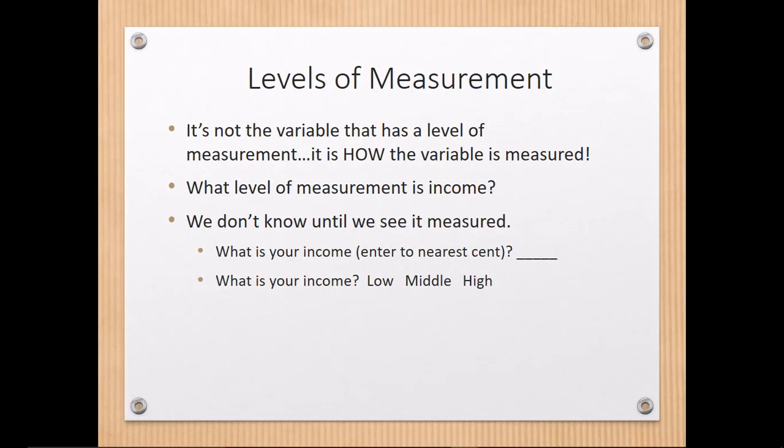So here are two examples of how income could be measured. What level is the first example? The first example says, what is your income entered to the nearest cent? Would that be nominal, ordinal, interval, or interval ratio? And the answer in this case is going to be an example of interval ratio, specifically ratio since money has an absolute zero. What about the second example? What is your income, low, middle, or high? That is an ordinal measure. Gender, age, and other variables can also be measured at different levels depending on how the item is written.